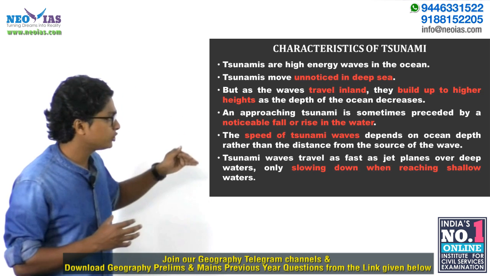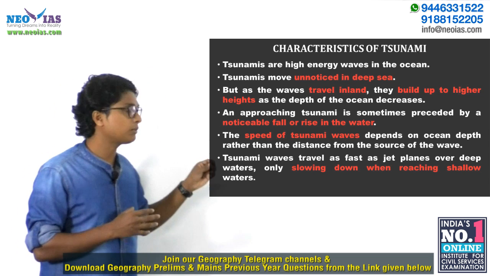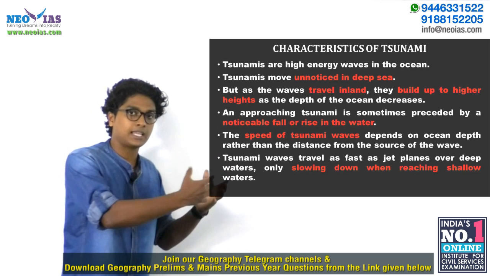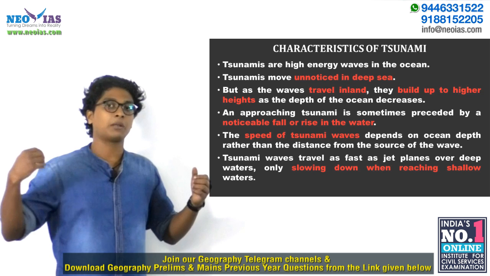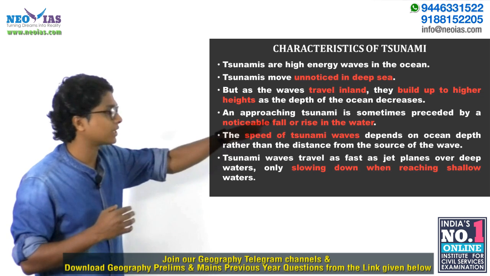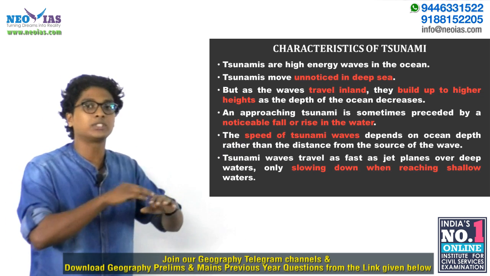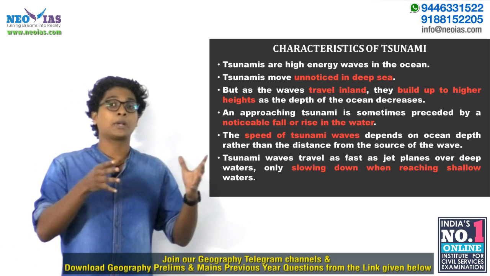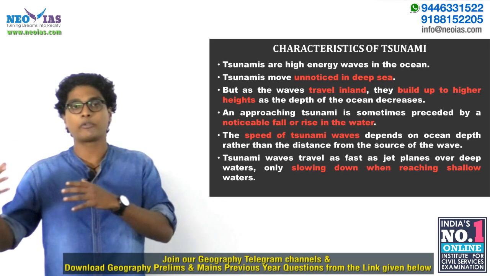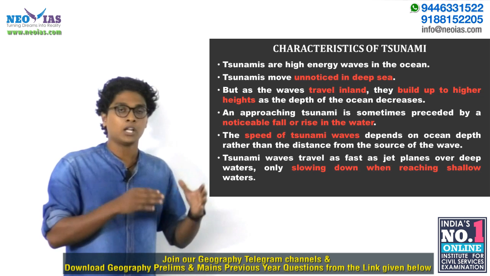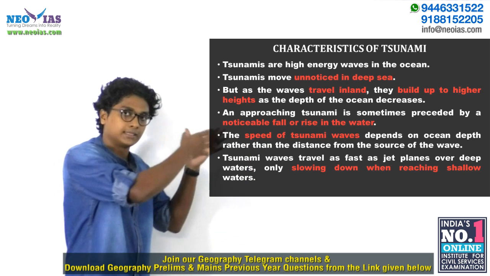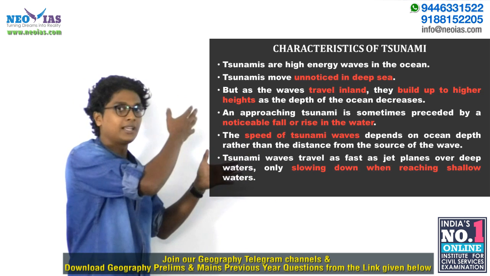And the next one, an approaching tsunami is sometimes preceded by a noticeable fall or rise in the water, right? So before a tsunami comes towards a coastal region, the seawater will be pulled and fall, or sometimes the level of the seawater will increase. Sometimes the water will retreat, exposing the entire seabed, and if people are not aware of this, everyone will go to the shore and look at this exposed seabed. Then only after a few minutes, the large waves will strike them, right? So the sea level will either abruptly increase or fall down, which identifies a coastal region that is going to be struck by tsunami.